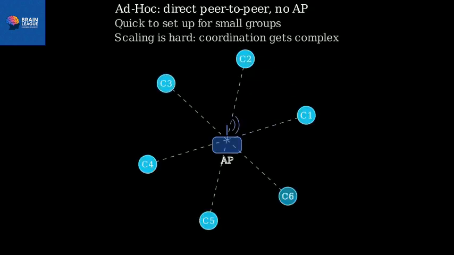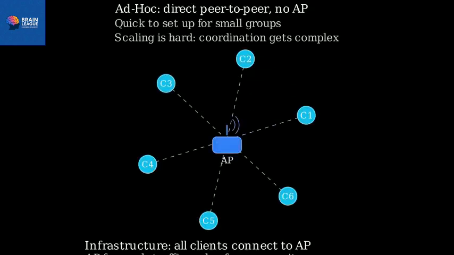Infrastructure or star topology. All clients connect to a central access point. The access point forwards traffic between clients and usually to a wired network or the internet. Centralized control and easier roaming, but if the access point fails, Wi-Fi drops. Let's send a packet from one client to another via the access point. And here is the upstream connection to a wired LAN or internet.